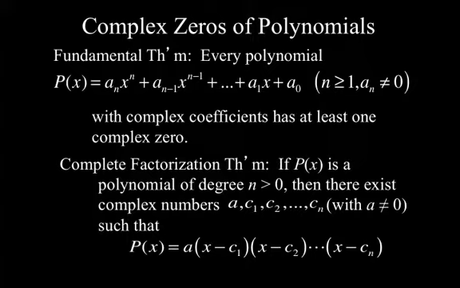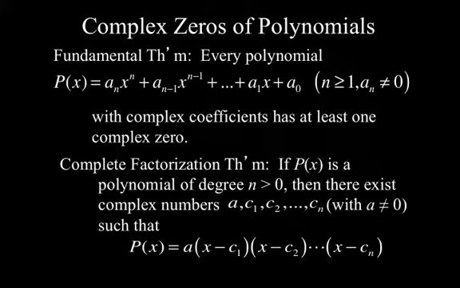The complete factorization theorem says if p of x is a polynomial with a degree greater than 0, then there exist complex numbers a, c1, c2, and then all the way up to cn, again with a not equal to 0, such that p of x can be factored as you see there, a times x minus c1 times x minus c2, and then all the way to x minus c sub n.